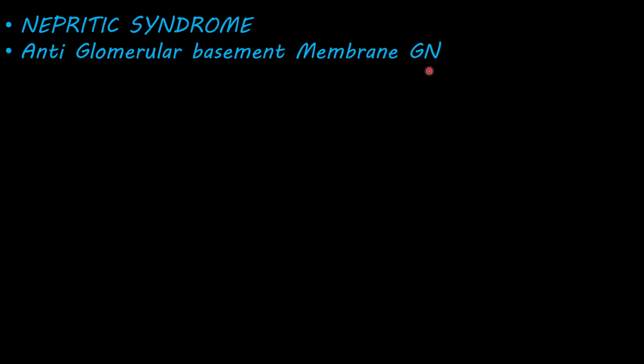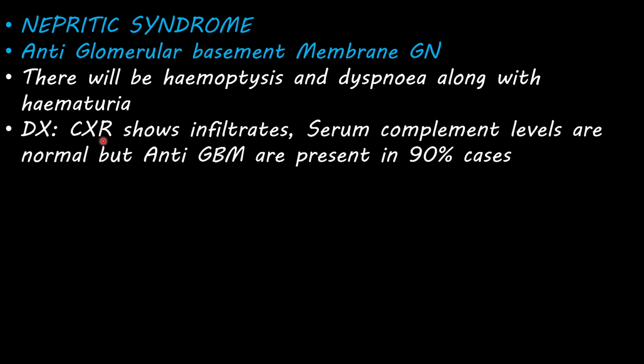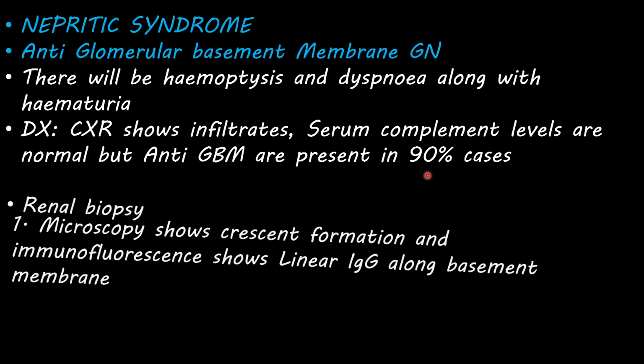Now let's discuss anti-glomerular basement membrane glomerulonephritis, which is also called Goodpasture syndrome. There will be hemoptysis and dyspnea. Along with that, there will be hematuria. Diagnosis: the chest X-ray will show pulmonary infiltrate. Serum complement levels are normal because there are other antibodies generated, which are anti-basement membrane antibodies, which will be present in 90% of the cases.